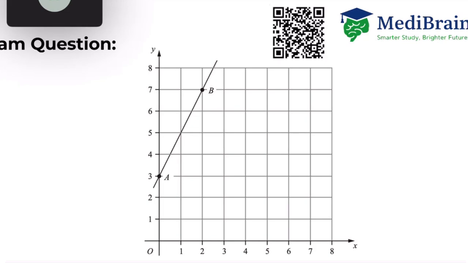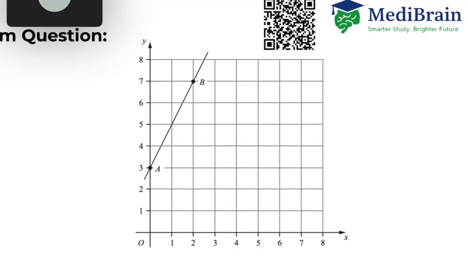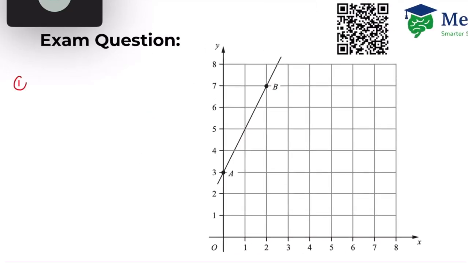So step 1, when you're asked to work out the equation of a line, is going to be work out the gradient. Okay, so step 1 is work out the gradient. So we're given 2 coordinates over here. Coordinate A is 0, 3. That's the first coordinate. And the second coordinate is 2, 7. Those are our 2 coordinates. Okay, so we're going to label them x, y, and this is coordinate 1 and coordinate 2.